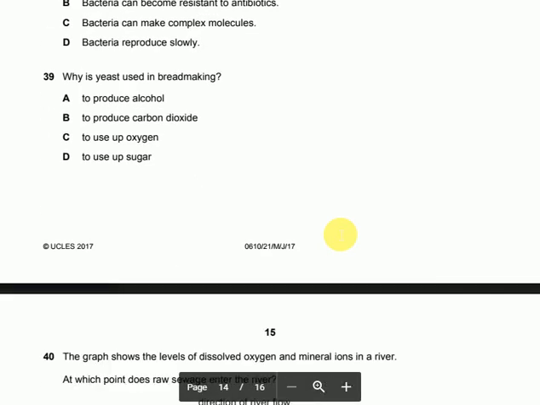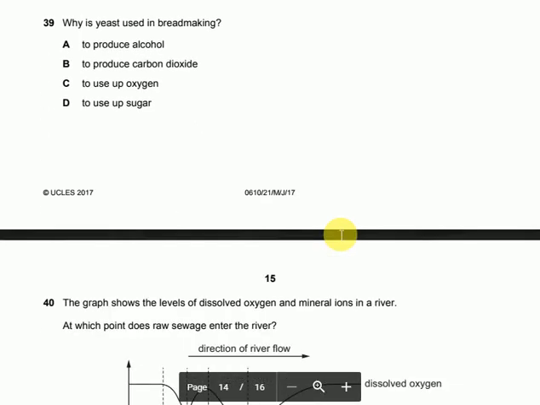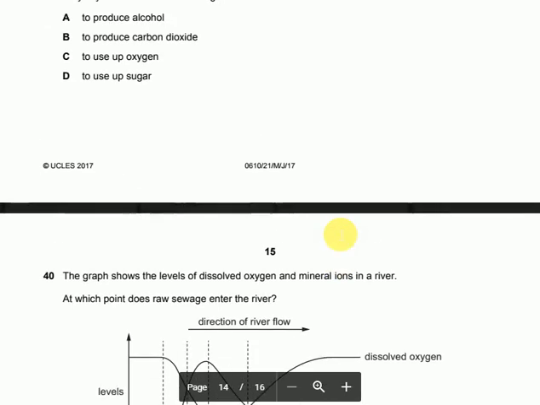Why is yeast used in bread making? To produce ethanol, alcohol, carbon dioxide, oxygen, sugar. Carbon dioxide, not alcohol, it produces carbon dioxide. That is why it is used in bakeries or in bread making. So the answer is B.